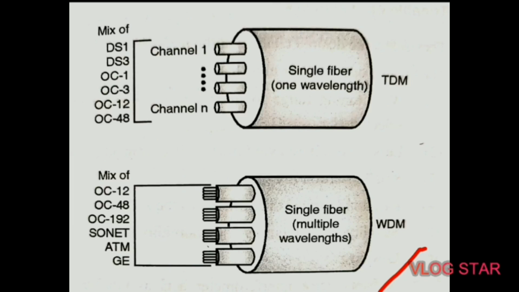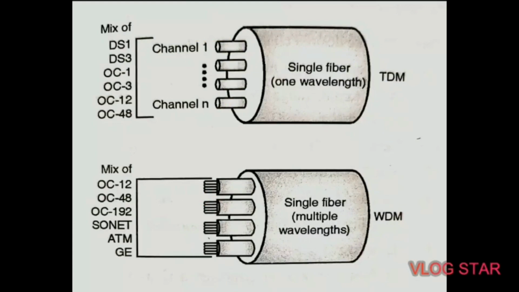Some of the key differences between TDM and WDM can be shown graphically. Here is a single fiber with one wavelength, where the inputs from channel 1 to channel n are present, in the TDM case. For WDM, a single fiber with multiple wavelengths can be used. Here only one wavelength is there, but for WDM, for a single fiber we can use multiple wavelengths. Okay guys, so we have completed the difference between TDM and WDM interfaces.